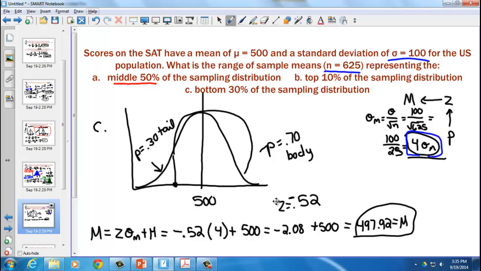So if we filled in this distribution, these are our mean values, these are our z values. The z-score of negative 0.52 corresponds to a sample mean of 497.92 if we have a sample size of 625. So any mean below 497.92 is in the bottom 30% of the sampling distribution. Or we could say there's a 30% chance of randomly selecting a mean of 625 SAT test takers whose sample mean was less than or equal to 497.92.